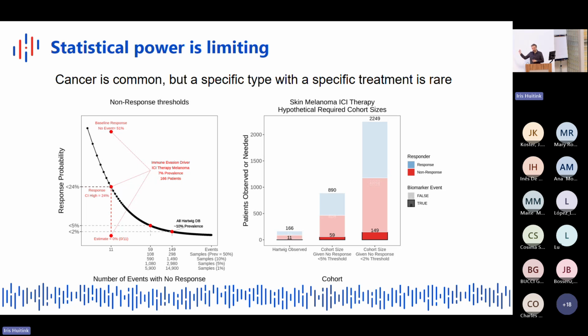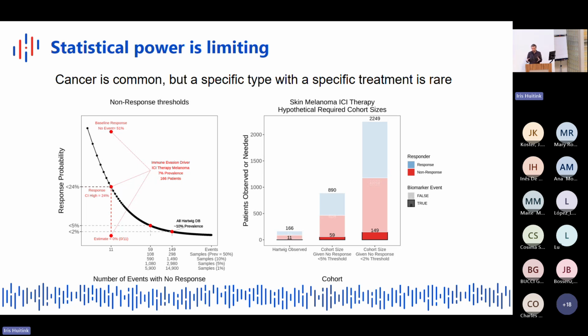If we want to make that marker that I just showed you clinically actionable, we would need to at least quadruple the size of the data set to be able to get to less than 5% response. And if you want to get to less than 2% response, we need to be 10 times as large. So that's what I call big data.